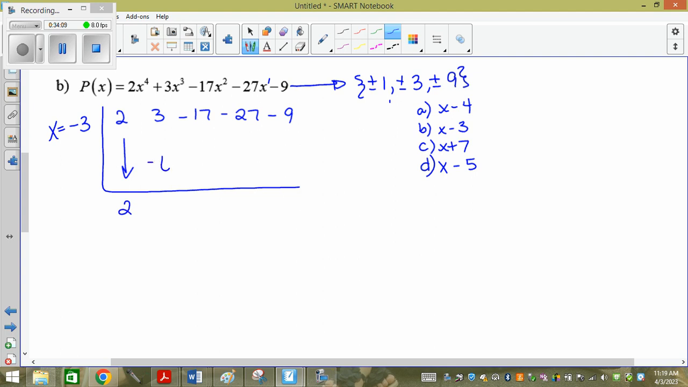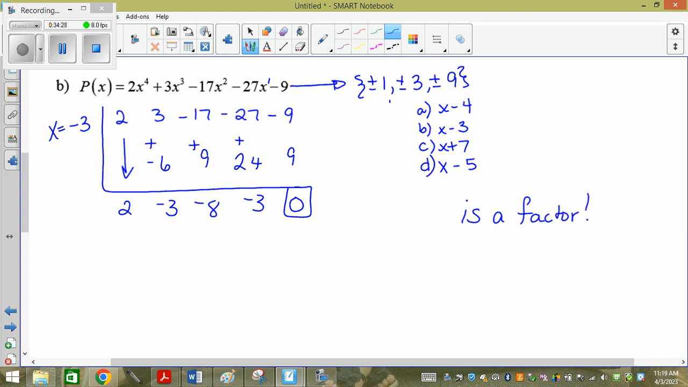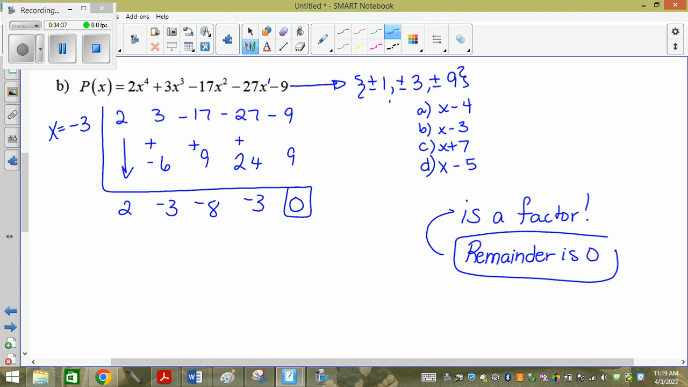Okay. So we get negative 6 plus negative 3, 9, add it. Negative 8, multiply 24, add it. Negative 3, multiply 9. Be excited because there's a 0. If something says is a factor on the test, what is that a fancy way of saying? What is 0? The remainder is 0. They're not going to say the remainder is 0. They're going to say, is this a factor? They'll ask you, is x plus 4 a factor? Or they'll tell you x plus 4 is a factor, indirectly telling you the remainder is 0. Okay? You need to know that.